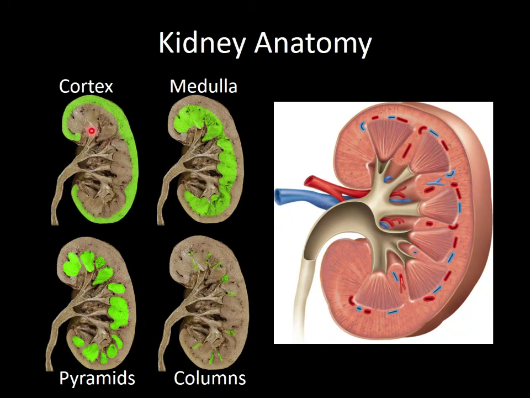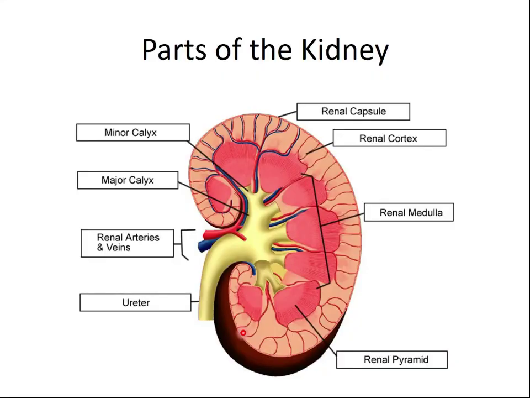Again, looking at the kidney anatomy, the cortex, the medulla, the renal pyramids, and the columns that are there to separate the pyramids as part of the supportive structure. And this again puts all the parts that we discussed in perspective all together. And let's go through this one more time.